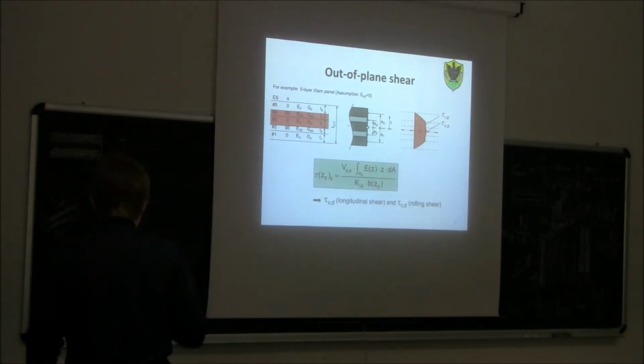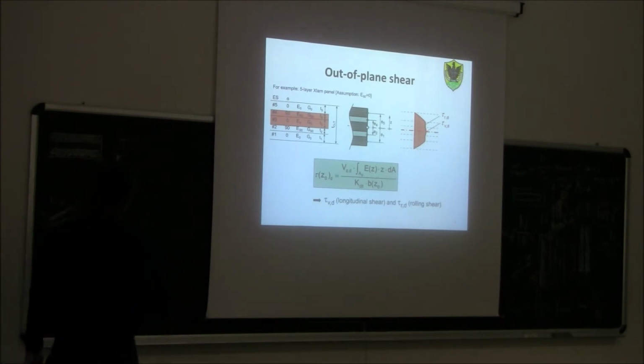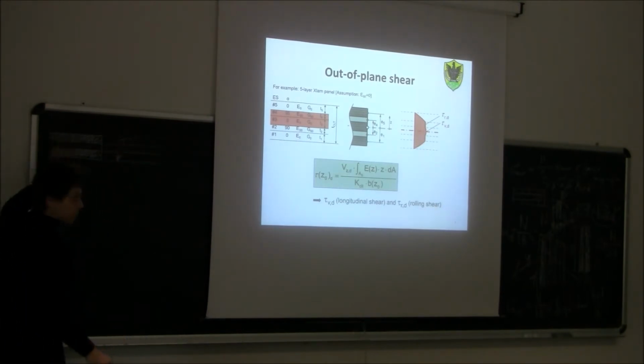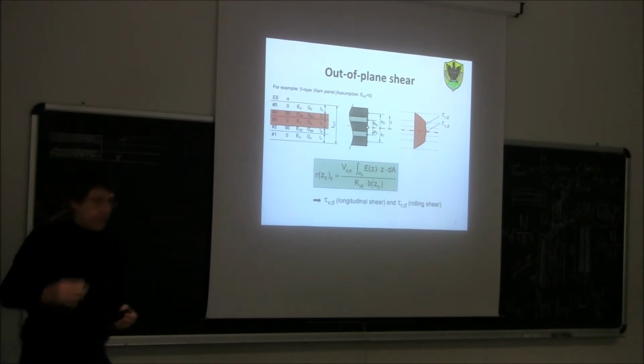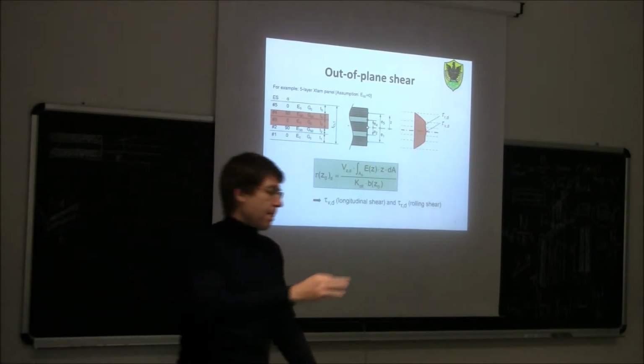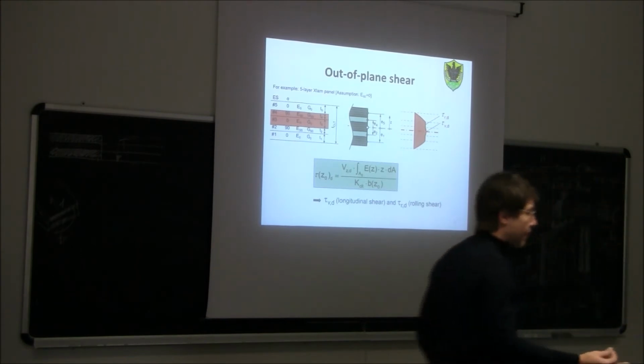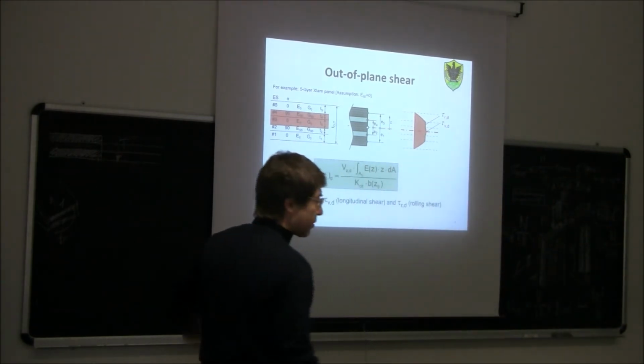Now we need to calculate the distribution of tau, the shear stresses, in a cross-section made by two rectangles at a certain distance from each other, which are in some way rigidly connected because we assume the validity of the hypothesis that plane sections remain plane after the deformation. Okay, so this is the resisting cross-section.